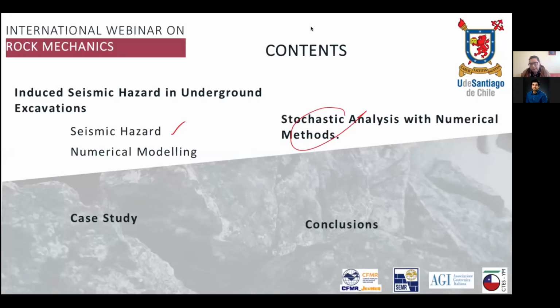And I will show you a new method that I found out where you can calculate the distribution of maximum magnitudes, but without having to explicitly create a complex numerical model. It's like an implicit solution. Then I will check out a couple of case studies, and finally a couple of conclusions about this work.